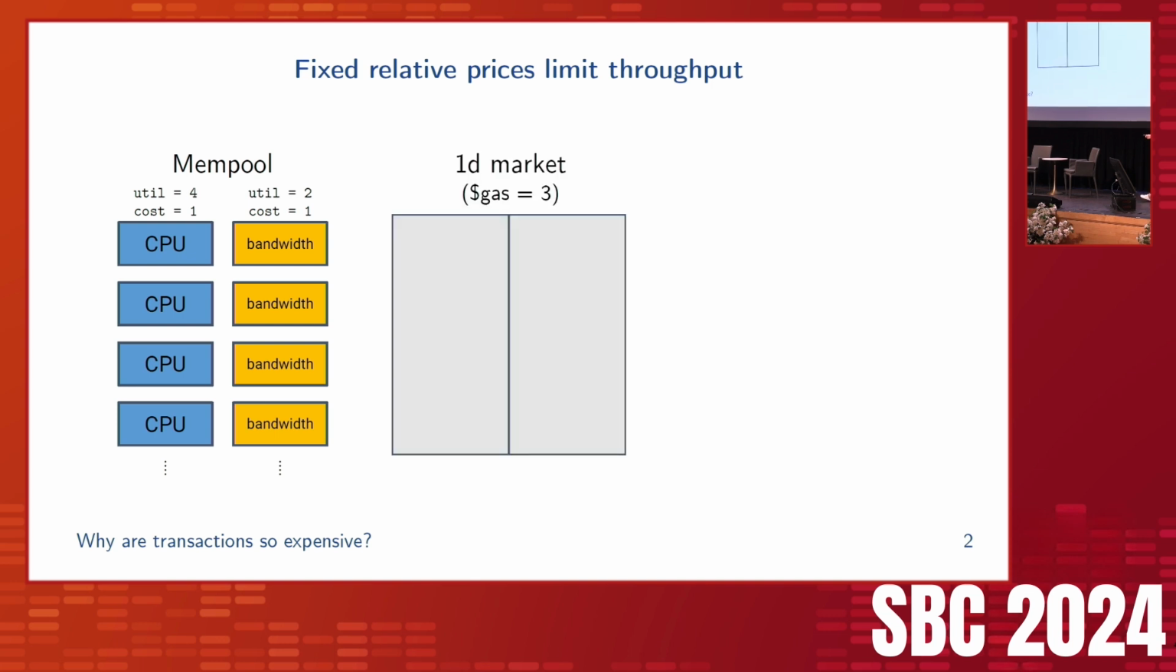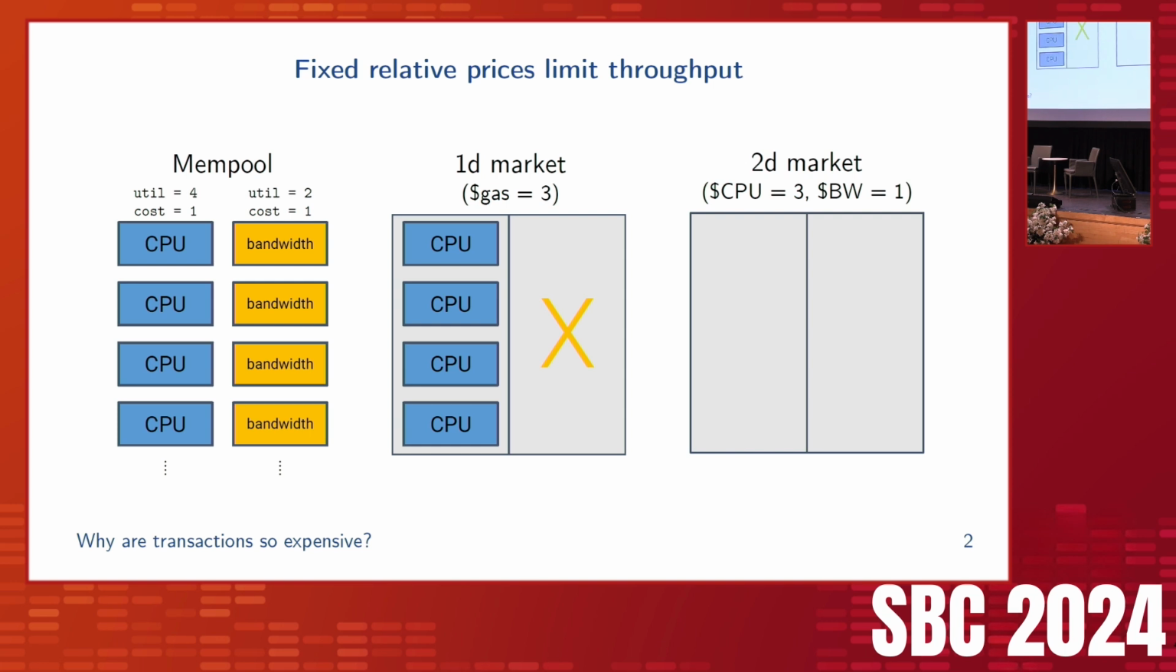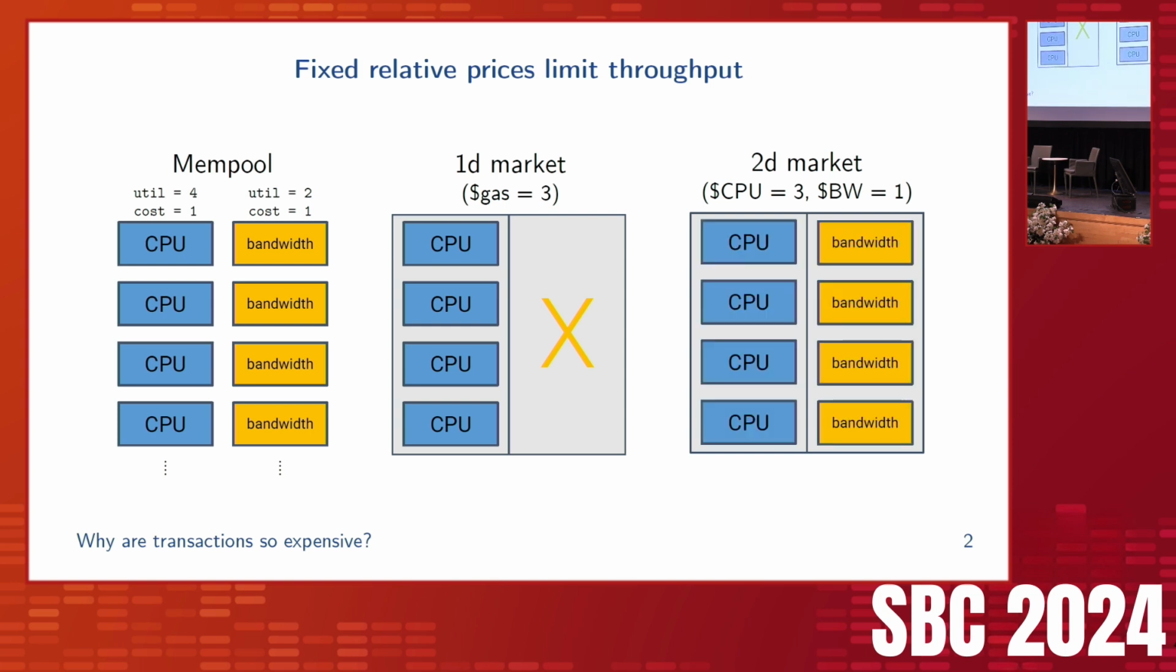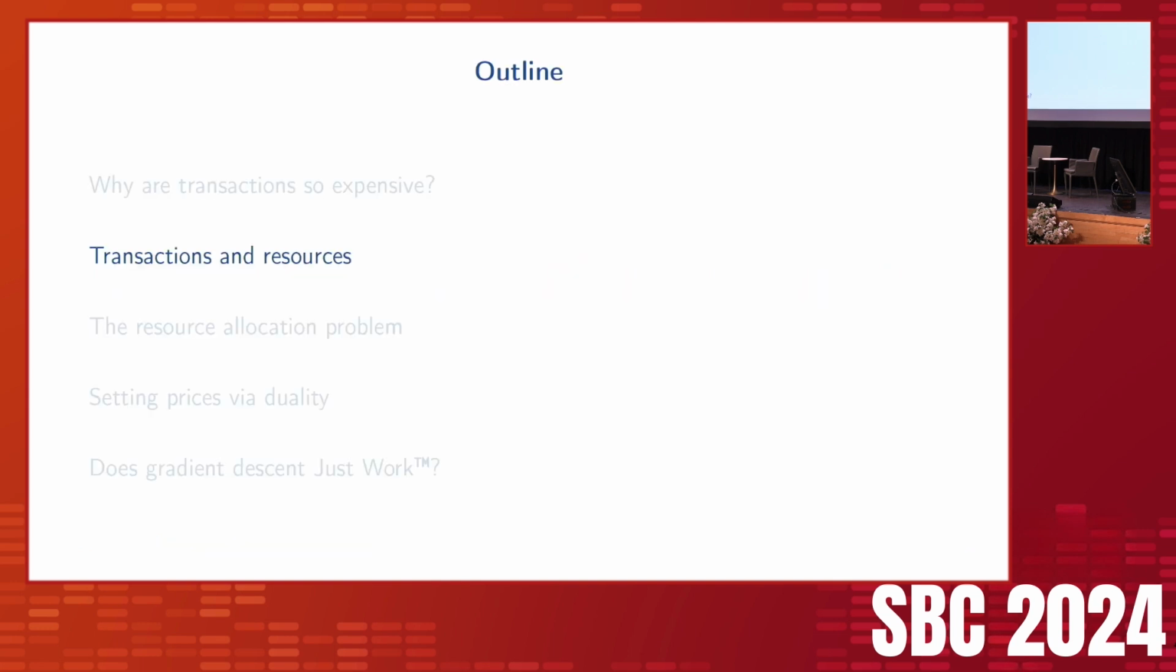Well, if we have a 1D gas market and say the gas cost is 3, what would we do? We would fill up the CPU transactions, but we would not really use the bandwidth that the validators could provide. However, if we have a 2D gas market and we were able to price CPUs still at 3, but price bandwidth less, at like 1, we would end up filling up this block. And when I say filling up the block, this isn't necessarily in the block space context. This is more like filling up the ability for the validators to actually execute these transactions. And this very simple stylized example illustrates why orthogonal resources should be priced separately.